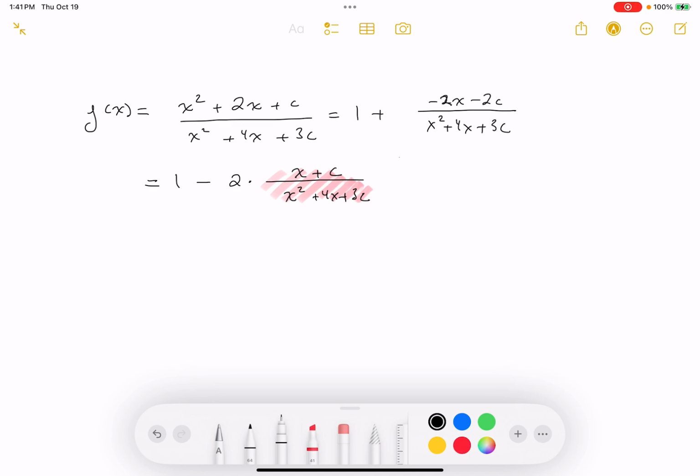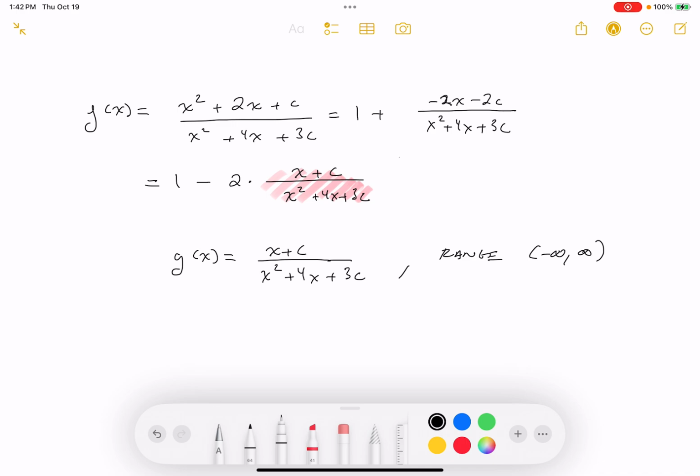So I'm going to define a new function. I'm going to call it g. I'm going to say g of x is equal to x plus c over x squared plus 4x plus 3c. And again, what I want is I want the range of this thing here to be minus infinity to infinity. And one way to do that is to look at the guy's inverse. And I want the domain of the inverse to be minus infinity to infinity. Now, by the way, it may not be strictly invertible. That doesn't really mean much to me at this point.